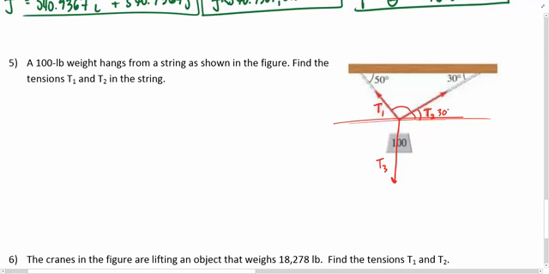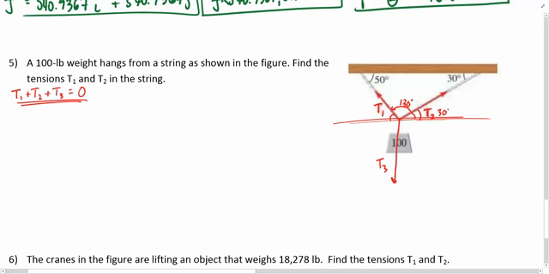However, that makes this angle here not 50 anymore, but the supplement to 50 degrees, or 130 degrees. What we're looking for in this problem is what we call equilibrium. I would like to find the values for T1 and T2 so that when they're added with T3, the third tension, the total force is equal to 0. So that's what we're looking for.